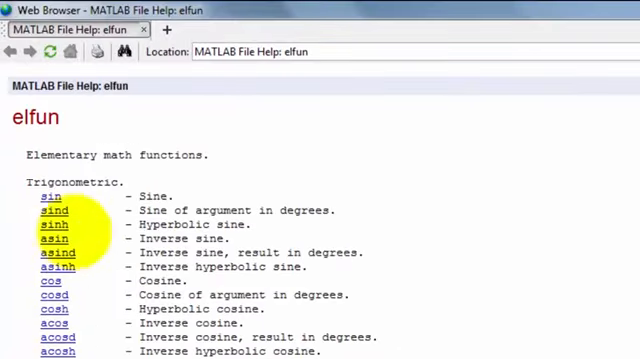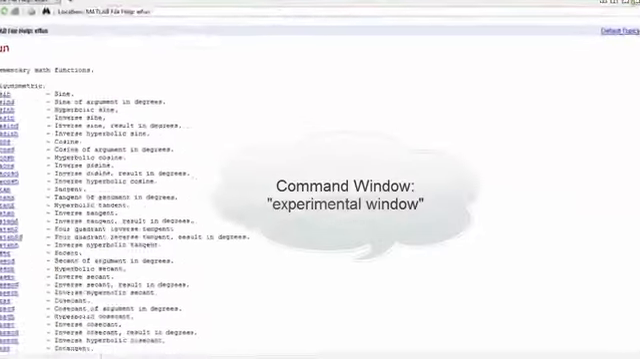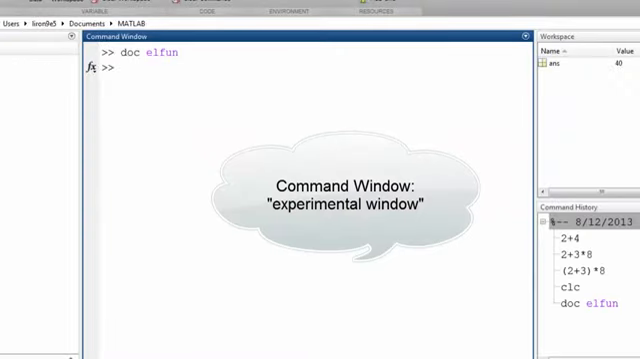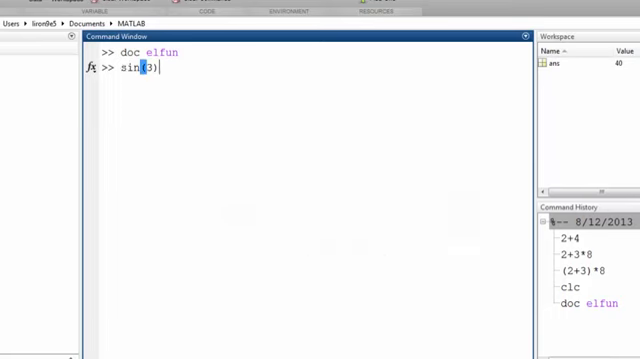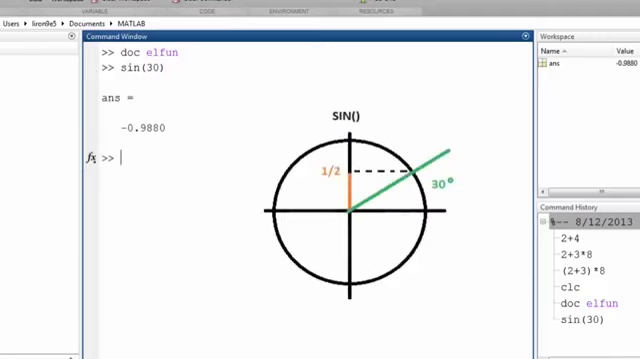Now if we look at the very top, trigonometric has sine and cosine, but it has multiple sines. The first one is sine alone, the second one is sine of an argument in degrees. What does that mean? Well, let's go try it. The command window is also called the experimental window, because if we don't know something, we just play with it. So let's do sine of 30 degrees. That's well known to be 1/2.